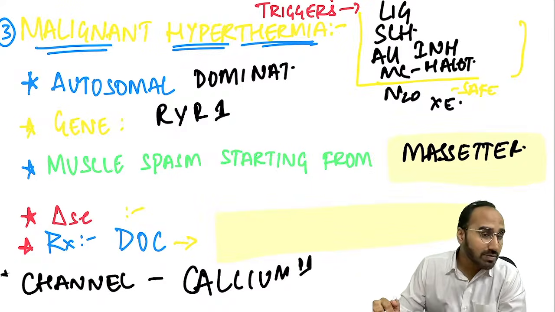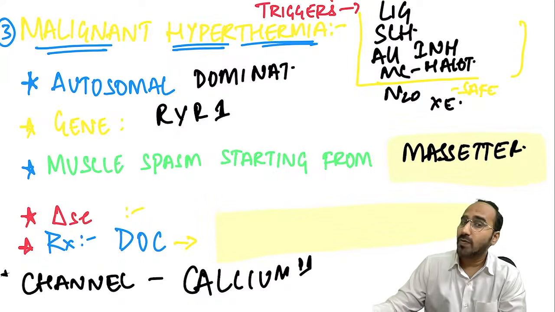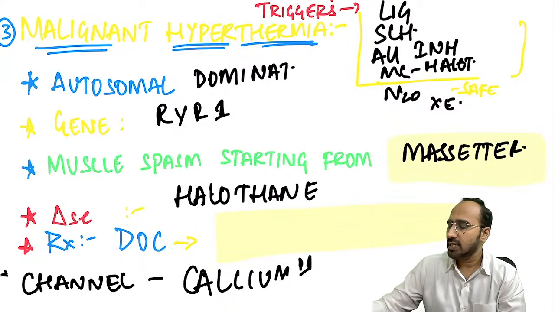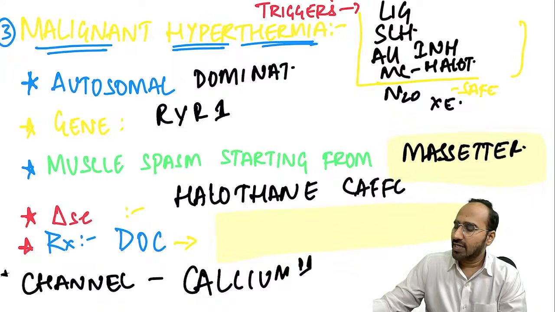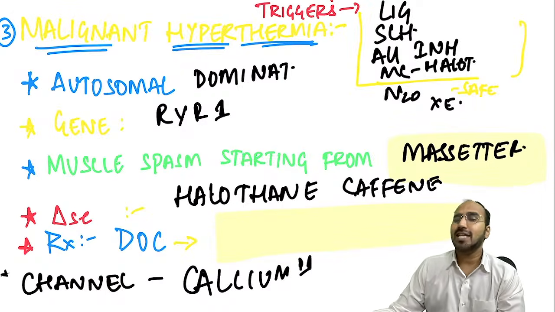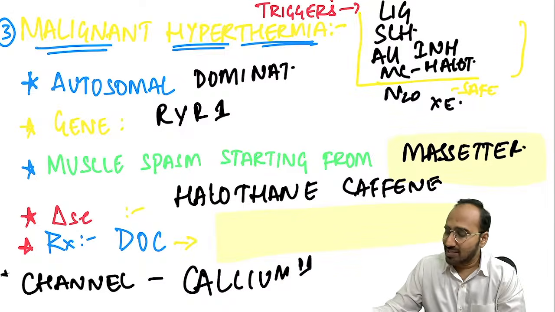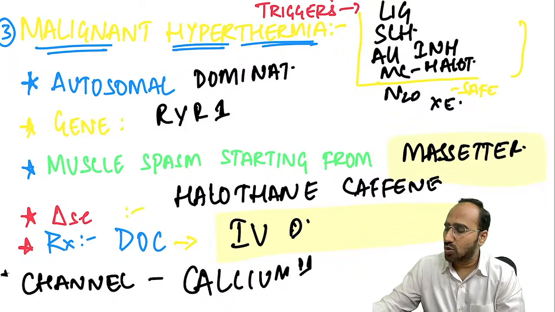How will you diagnose malignant hyperthermia? With the help of a provocative test, which is called the halothane caffeine test. Halothane caffeine test can be done for malignant hyperthermia. And once malignant hyperthermia is diagnosed, what is the drug of choice that we need to remember? It is always IV dantrolene sodium.